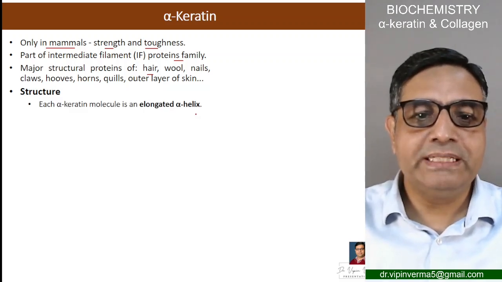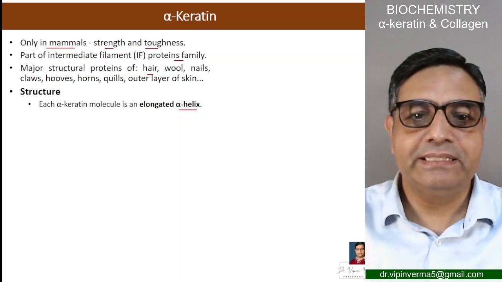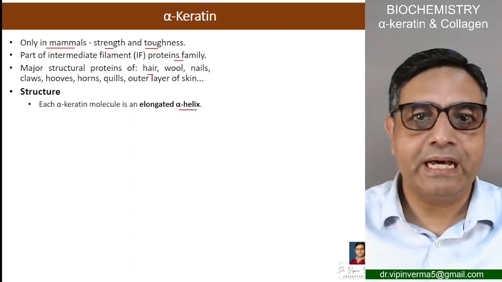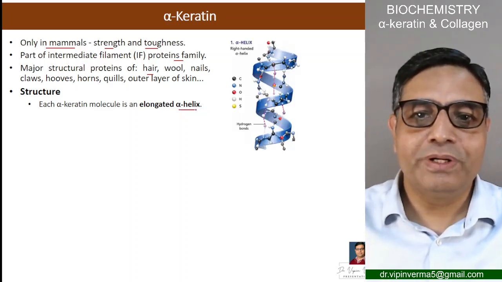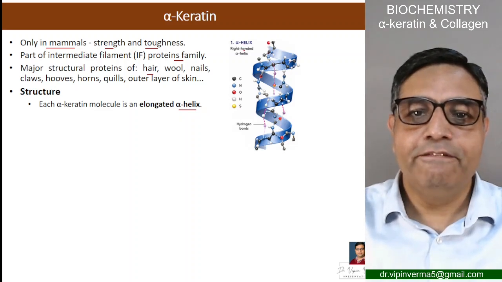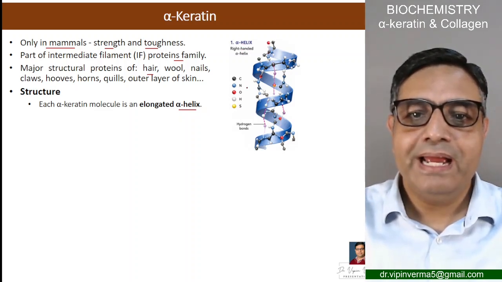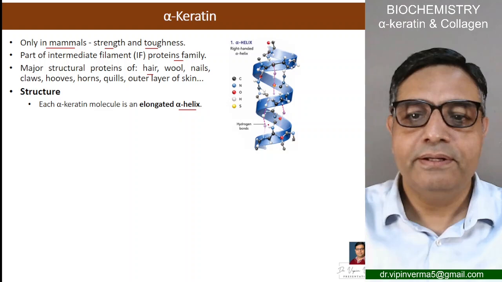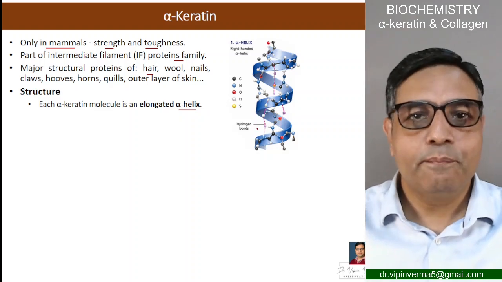Each molecule is an elongated alpha helix. Now remember, it is an elongated alpha helix. So you can see here, this is the alpha helix which is right handed. These are the representations of the different elements like carbon, nitrogen, oxygen, hydrogen and sulfur. And the dotted lines are the hydrogen bonds.